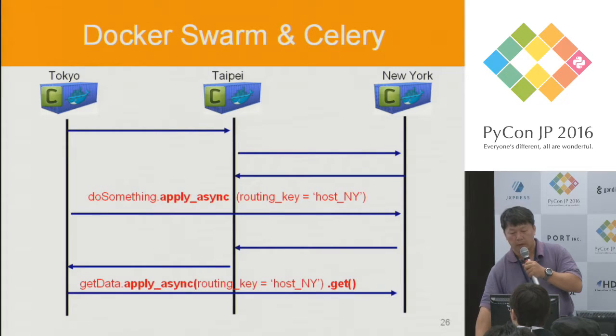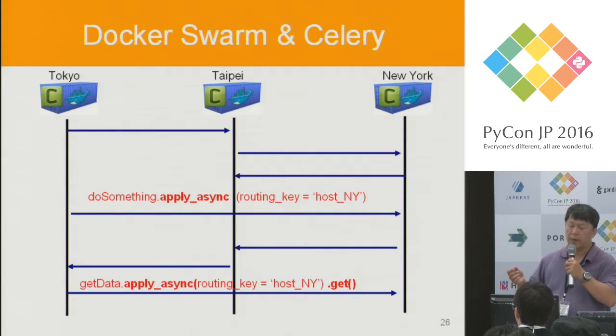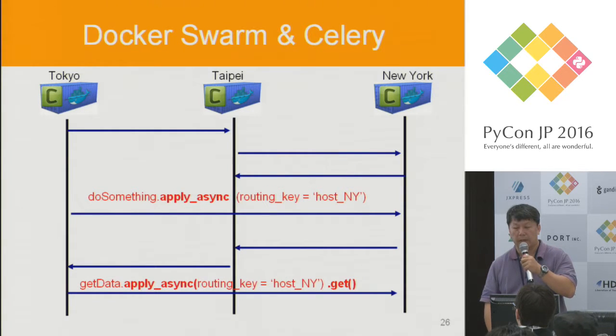So if you are familiar with the UML, this is an example of a sequence diagram. I think almost every system could be described with a sequence diagram. And now the sequence diagram is based on Celery and Docker Swarm with distributed nature. It may mean that every system can be converted to a distributed version of the system.